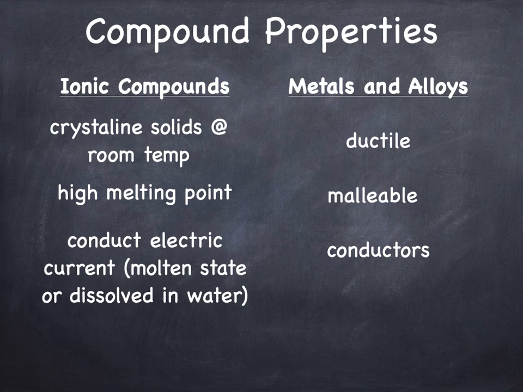But because the free-floating valence electrons are free to move throughout the structure, it's really easy to push electrons in and out of a metal. And so they're good conductors of electricity because the electrons can flow freely.